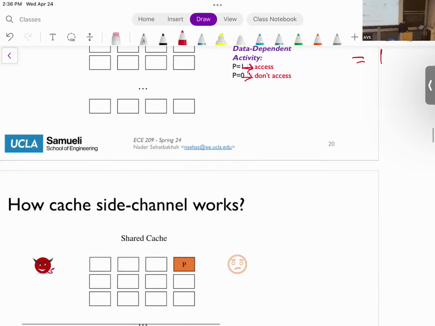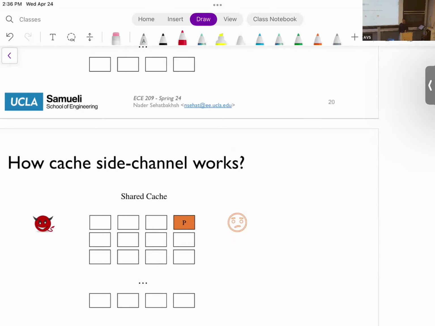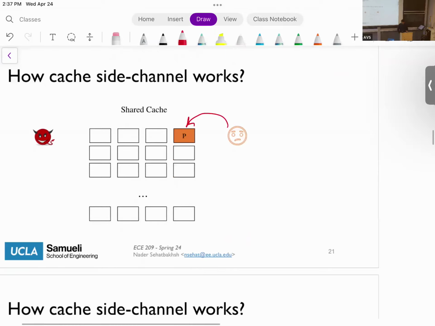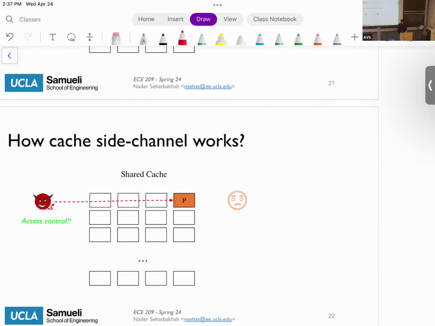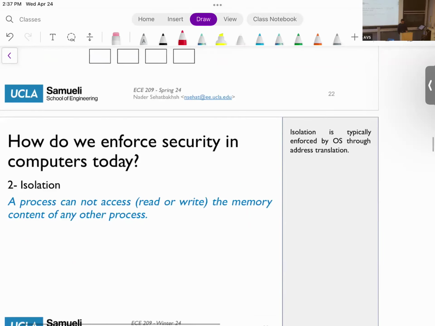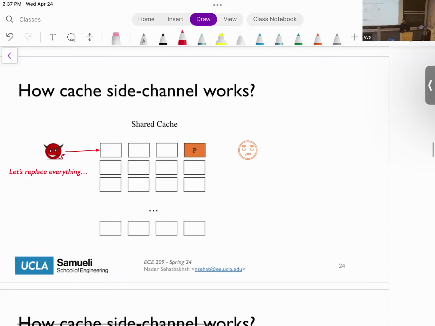So let's see what happens. We're going to have two possibilities. The first possibility is that the victim is going to access the cache. So they're going to load some value. We don't know what value that is, but we just know that there will be some value by the victim that's going to be put in the cache. So what the adversary can do is that, of course, as I said, we cannot read this directly. So this is out of the question. But what we can do instead is use this attack called prime and probe.